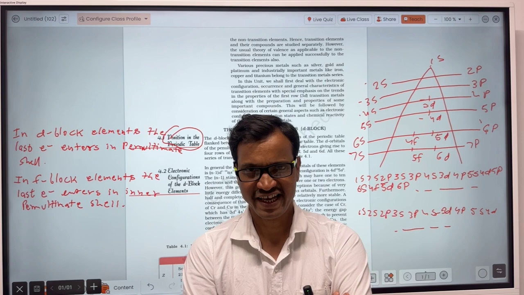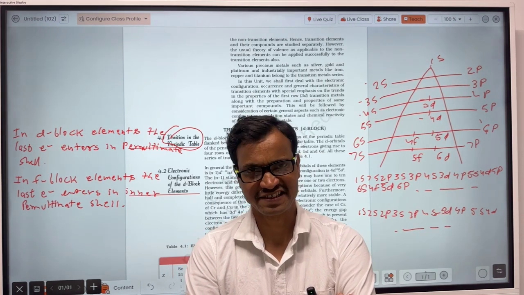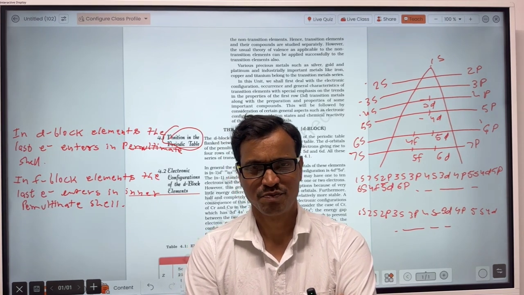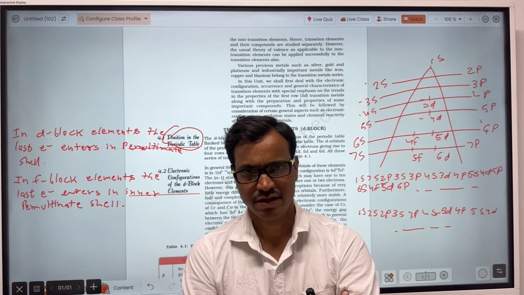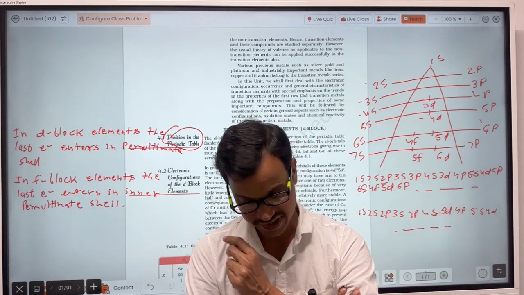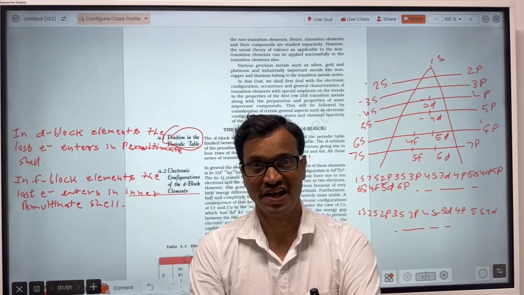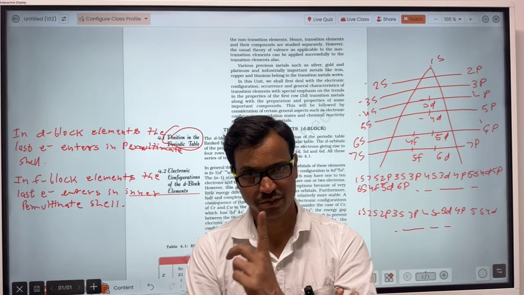After that 5s will start, and the 5 increment will be from 5s. So 5s, then again 4d and 5p. Then after is 6s. But after 6s, the penultimate shell will be there. That means 4f will be there. The 6th is the valence shell, and the penultimate shell will be the 4th shell.